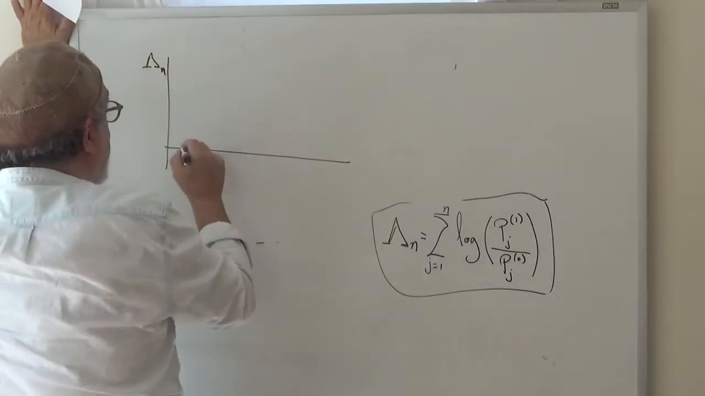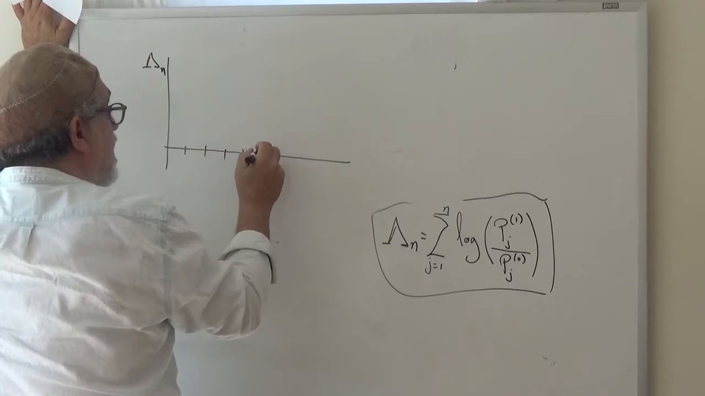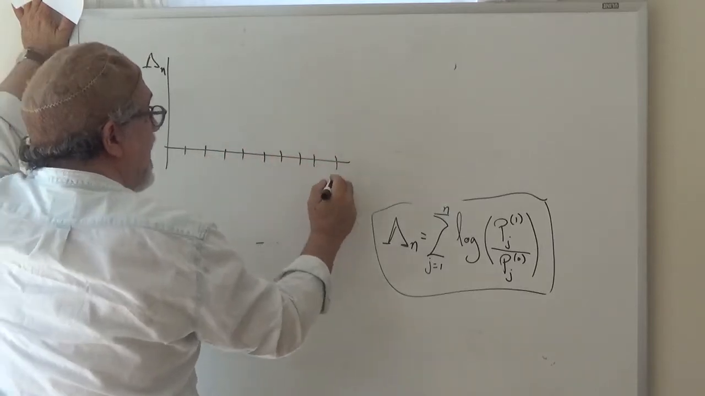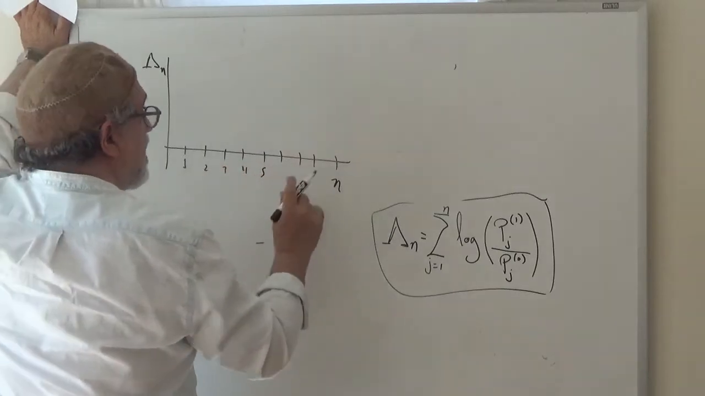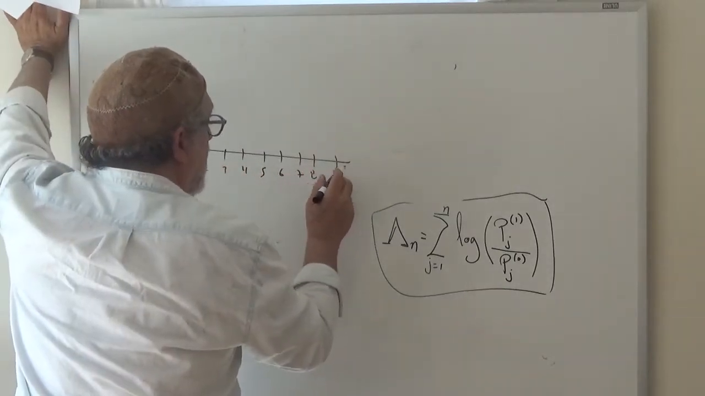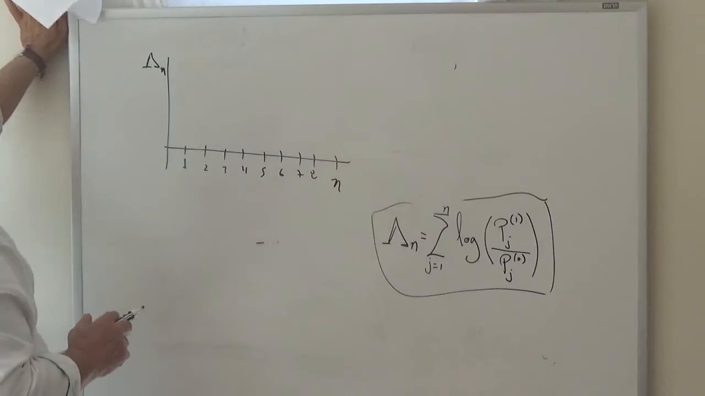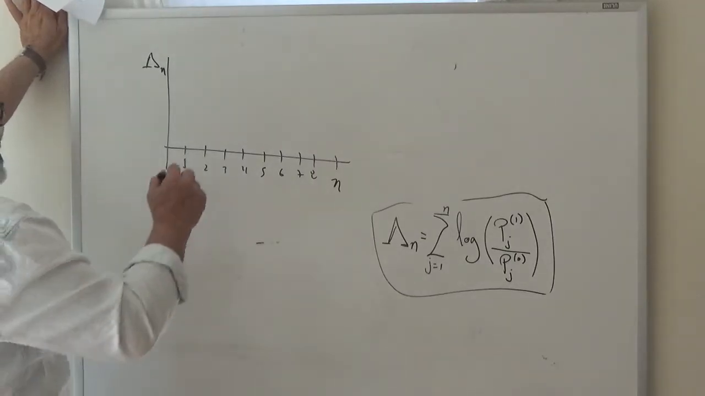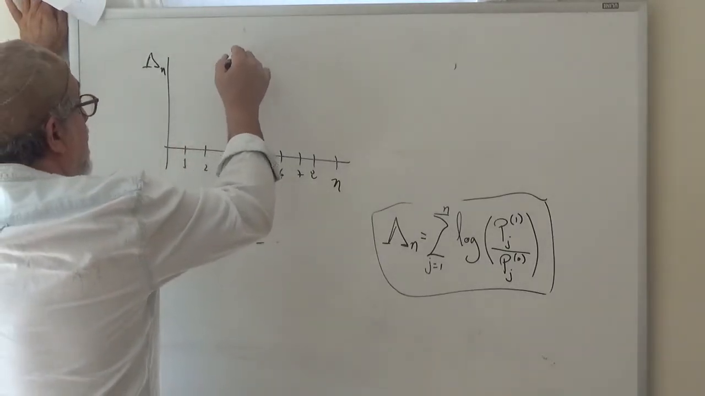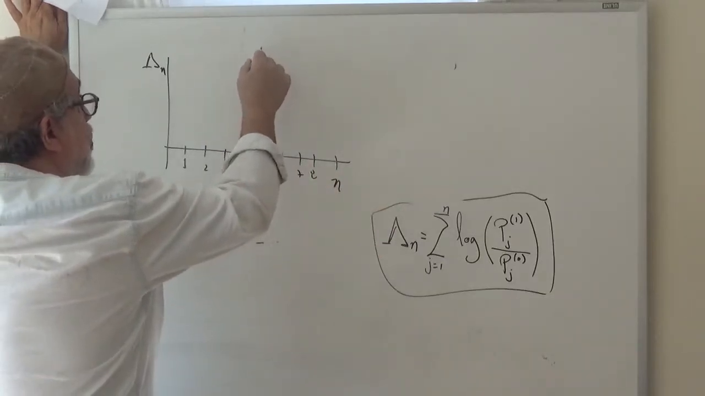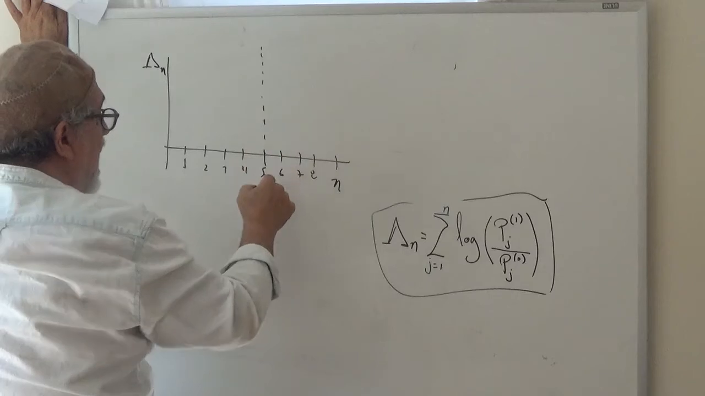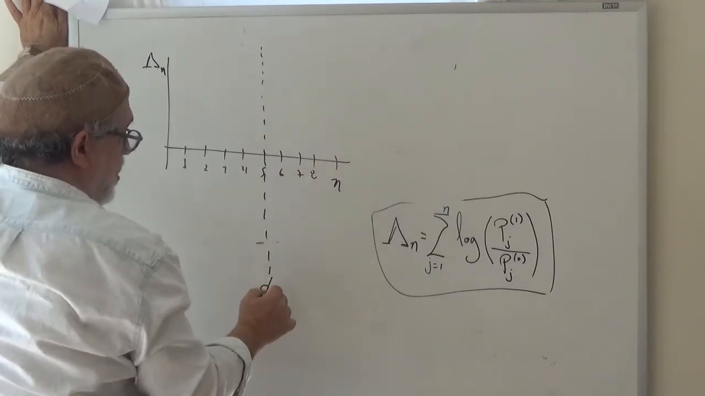And on the horizontal axis, the test. So this is n here, right? 1, 2, 3, 4, 5, 6, 7, 8, 9. Now, let's assume that n is time, because time is passing as we're doing the test. Imagine that at this time is when damage began.